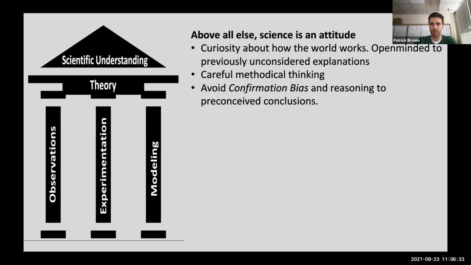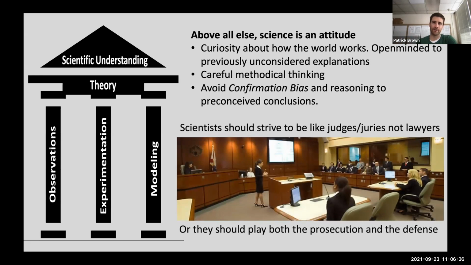And if you try to prove it wrong and you can't, that's what makes the explanation really, really strong. One way of thinking about this attitude would be that scientists, and I think we all, should strive to be more like judges or juries, and not like lawyers, if we're going to use the courtroom analogy. Or if you are going to be a lawyer, you should try the exercise of playing both sides. You should try to be the prosecution, and then switch over and try to be the defense, and try to shoot down your own explanations for how the world works.